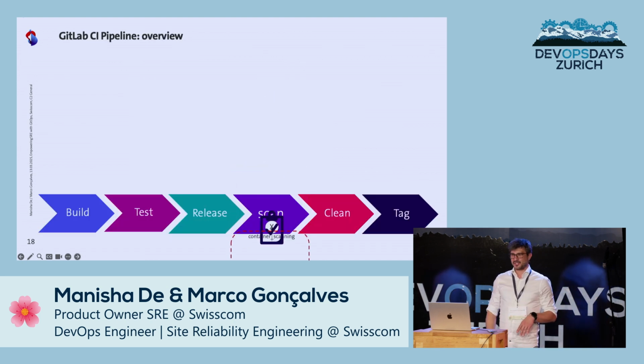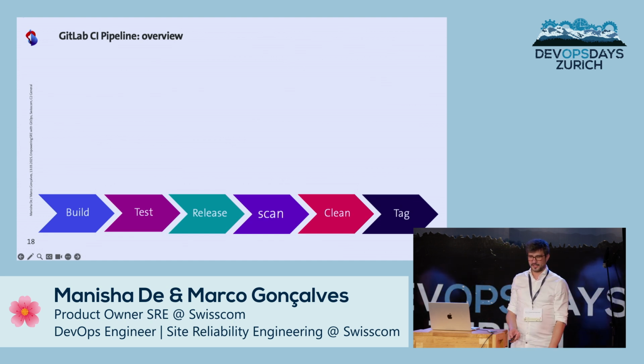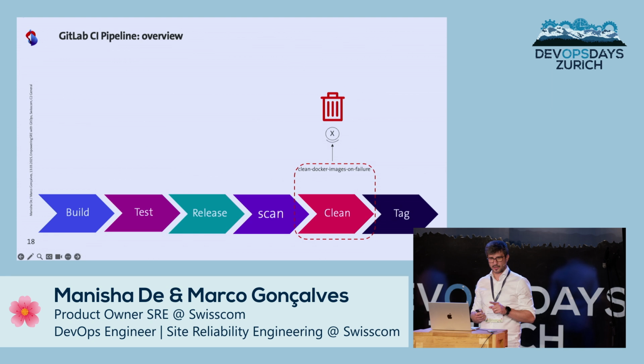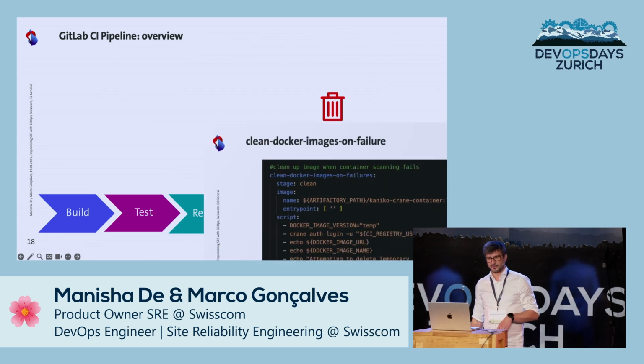So let's imagine that our image has a lot of issues. And so what will we do next? We will clean the image. The temporary image is still a temporary image from our Artifactory. How will we do this?